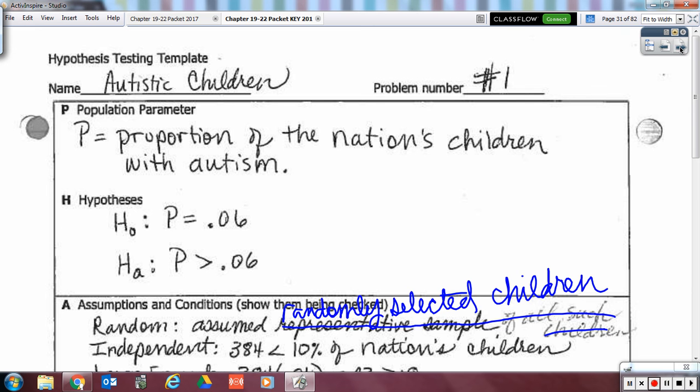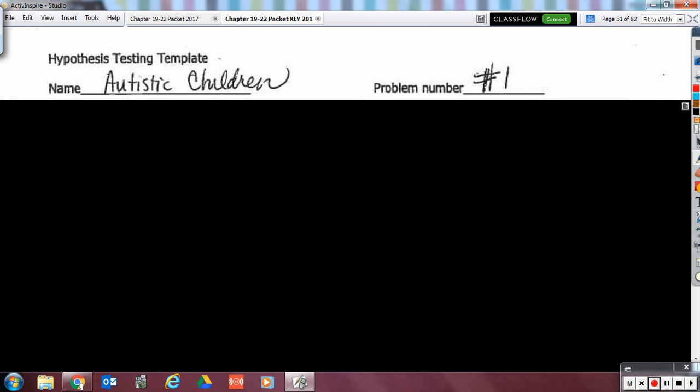So on this next page, I've got your phantoms model. I give you a phantoms template for everything. Not all the time, but at first when we're learning. All right, so problem number 1 is about the autistic children. I want you to right now take a moment and reread the problem. Write down your parameter, your hypothesis statements, and your assumptions. I'm going to give you a few moments to do that, and then we'll check those. So take a few moments, do the parameter, hypothesis, and assumptions now.